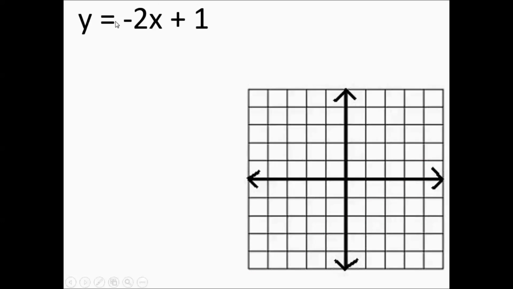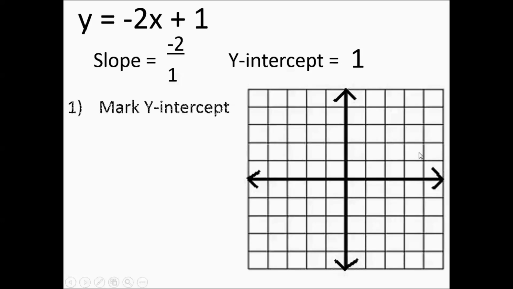Okay, negative 2x plus 1 is our next one. We're going to mark our key things. We have our slope and our y-intercept. Our slope says negative 2. Let's think of it as a fraction, negative 2 over 1. Our y-intercept is a positive 1. We're going to mark our y-intercept right here.